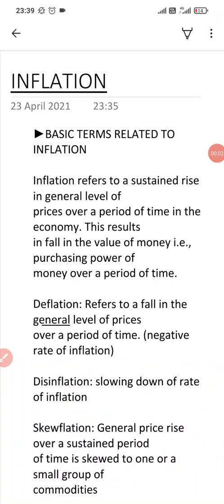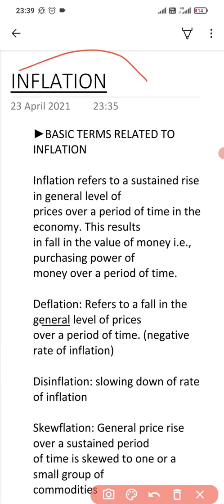Okay, so here we will be discussing, in short and very concisely, inflation. Here I will try to explain everything very concisely, in very brief. So, let's start. What is inflation?